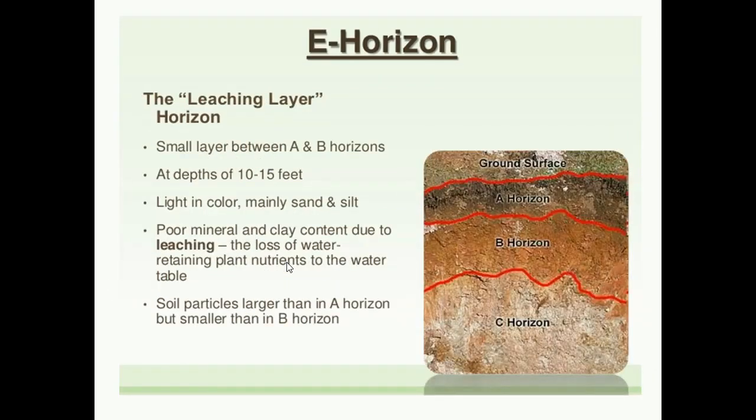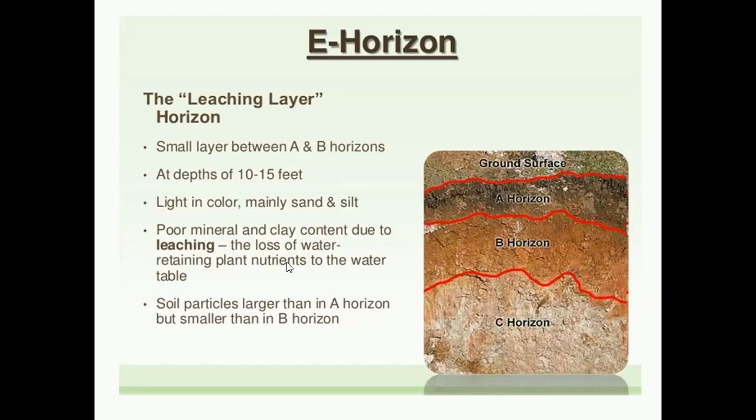Then we can observe the E horizon. The E horizon is the leaching horizon, a small layer between the A and B horizons. We can observe in the picture, between the A and B horizons, the red colored lines. These lines are the E horizon, the connecting link between the A horizon and B horizon.